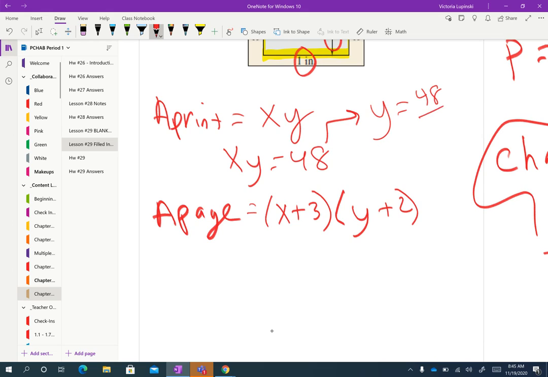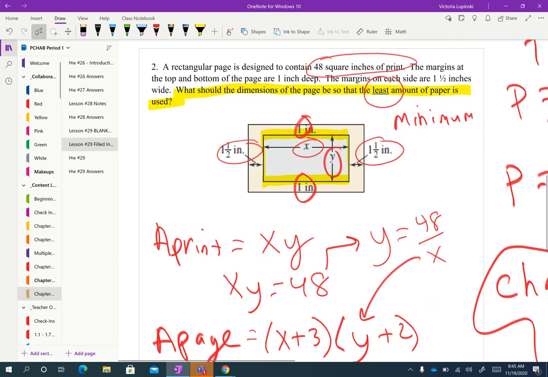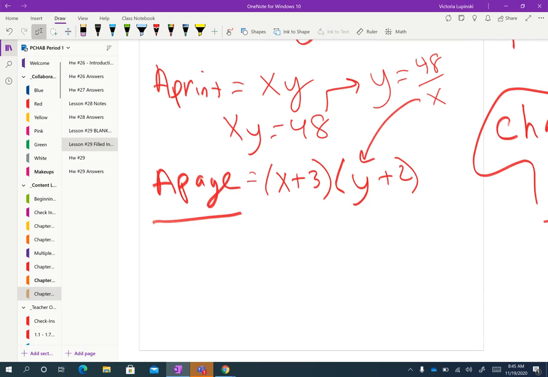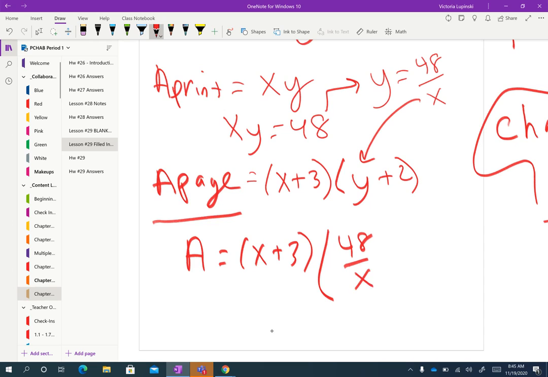And in this case, I'm going to do y equals 48 over x. I'm then going to substitute that in. Keep in mind that because this problem said, what are the dimensions of the page, that's why I know that I want this to be the equation that I'm minimizing. So the area of the page is going to be equal to (x + 3) times (48 over x + 2).